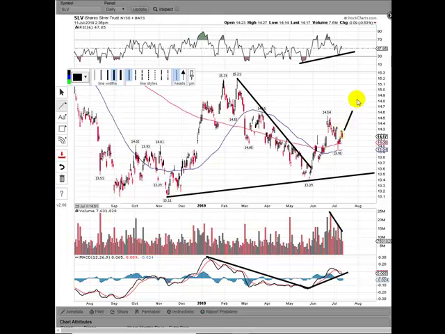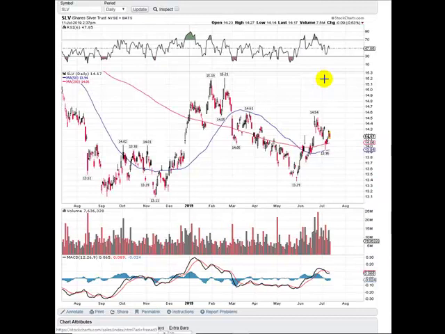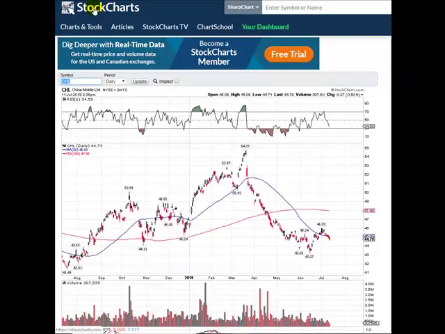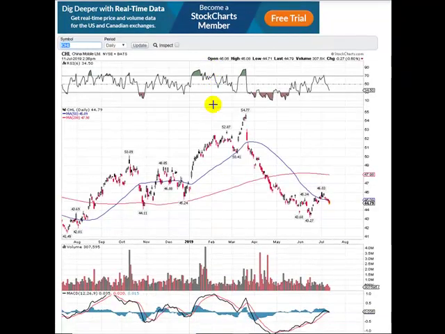So I'm looking for this ultimately to do this, but could it do something like this before it does this, or could it go back here before going up here? Yeah, absolutely. Anything like that could happen. But I'm very bullish on silver and what I believe it's going to do, and again, it's a very defensive one for us.